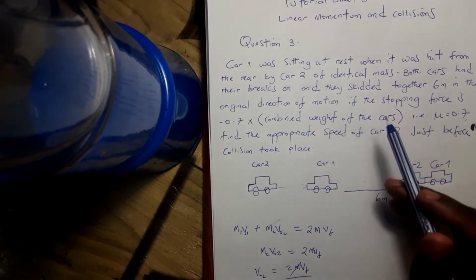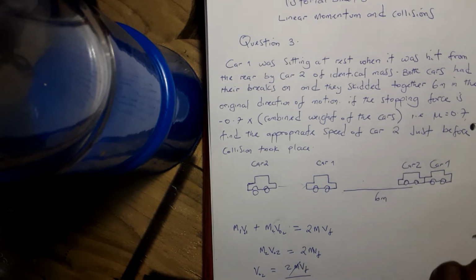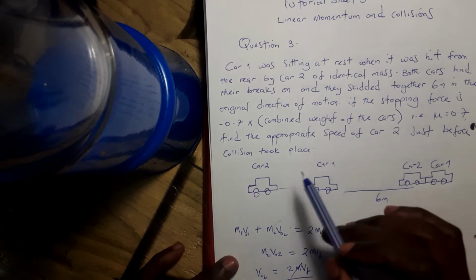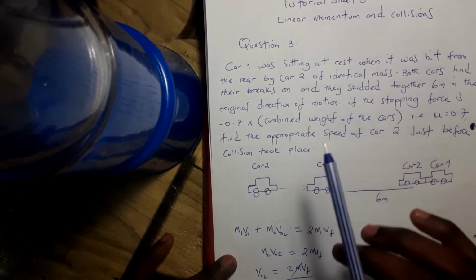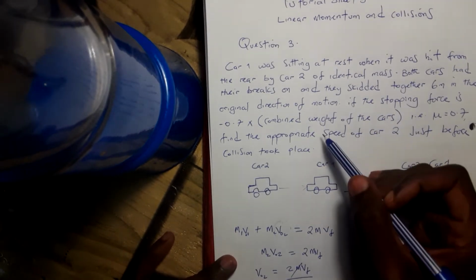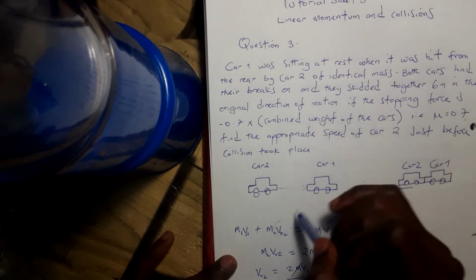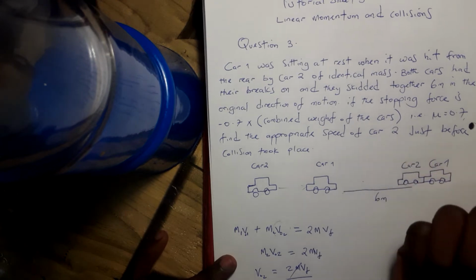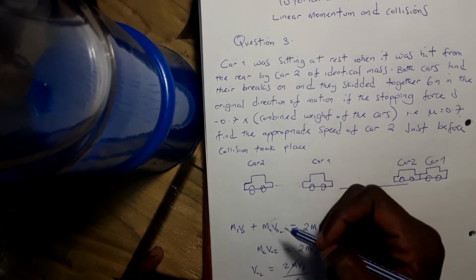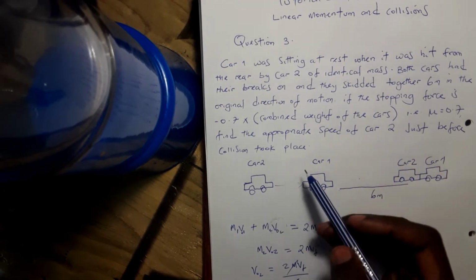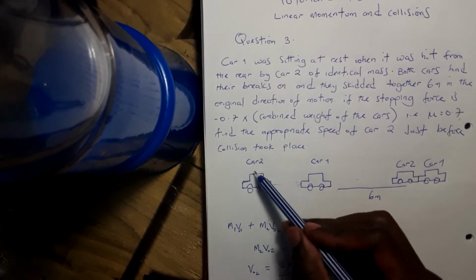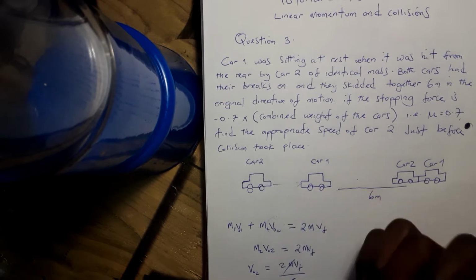Find the approximate speed of car 2 just before the collision took place. So guys, like I said in the previous recorded video, you have to learn to picture everything, every question, like you have to put it on paper. So we have car 1 and car 2. So car 1 was hit from the rear by car 2.